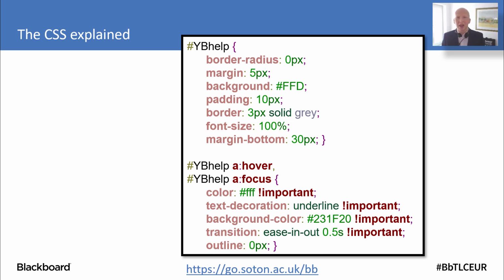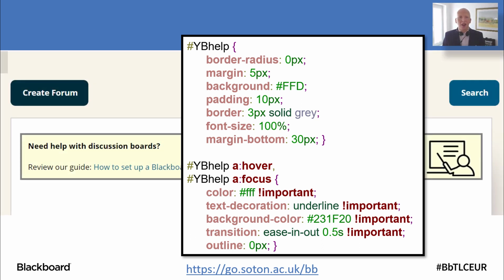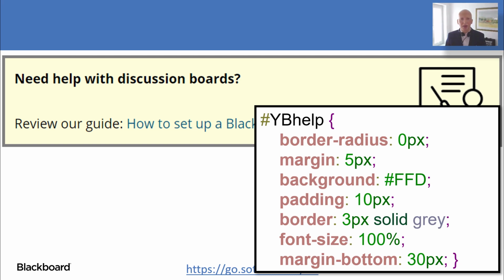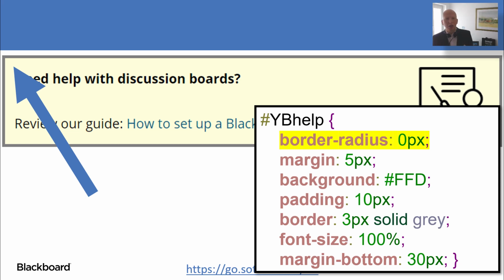But just to get you going, I'm going to explain what these elements do, starting with the element or section called YB help. So first of all, border radius. That means that the border is square, it's not rounded. If we wanted it to be rounded, we'd make this any number higher than 0, and the higher the number, the more rounded the corner will be.